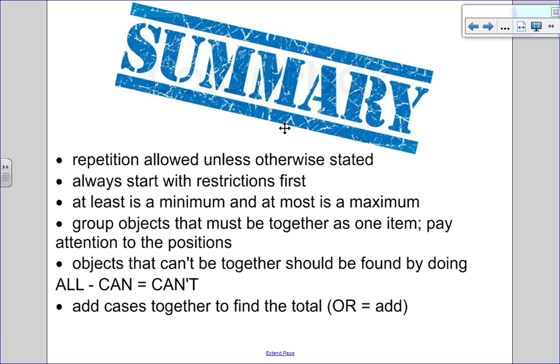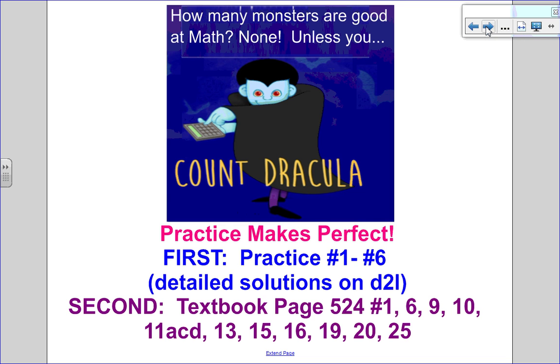So to end this lesson, I have a question for you. I want to know how many monsters are good at math? Think about it for a minute. How many monsters are good at math? The answer? Well, none of them, unless you count Dracula.